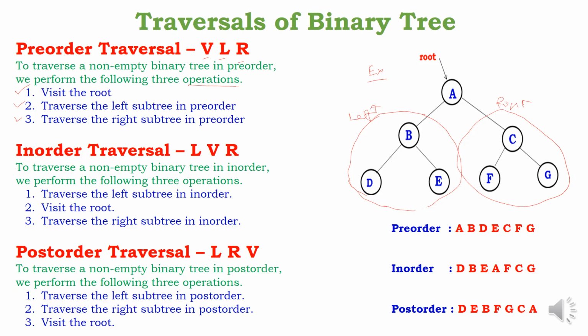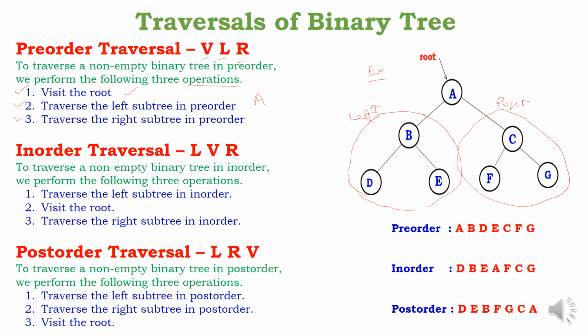What is the first step? Visit root node A. Visit root node means display A. Then traverse left subtree in preorder. So left is again a binary tree. There are three nodes. Again, we need to traverse the left binary tree in preorder. Preorder means again visit root node, traverse left subtree in preorder, traverse right subtree in preorder.